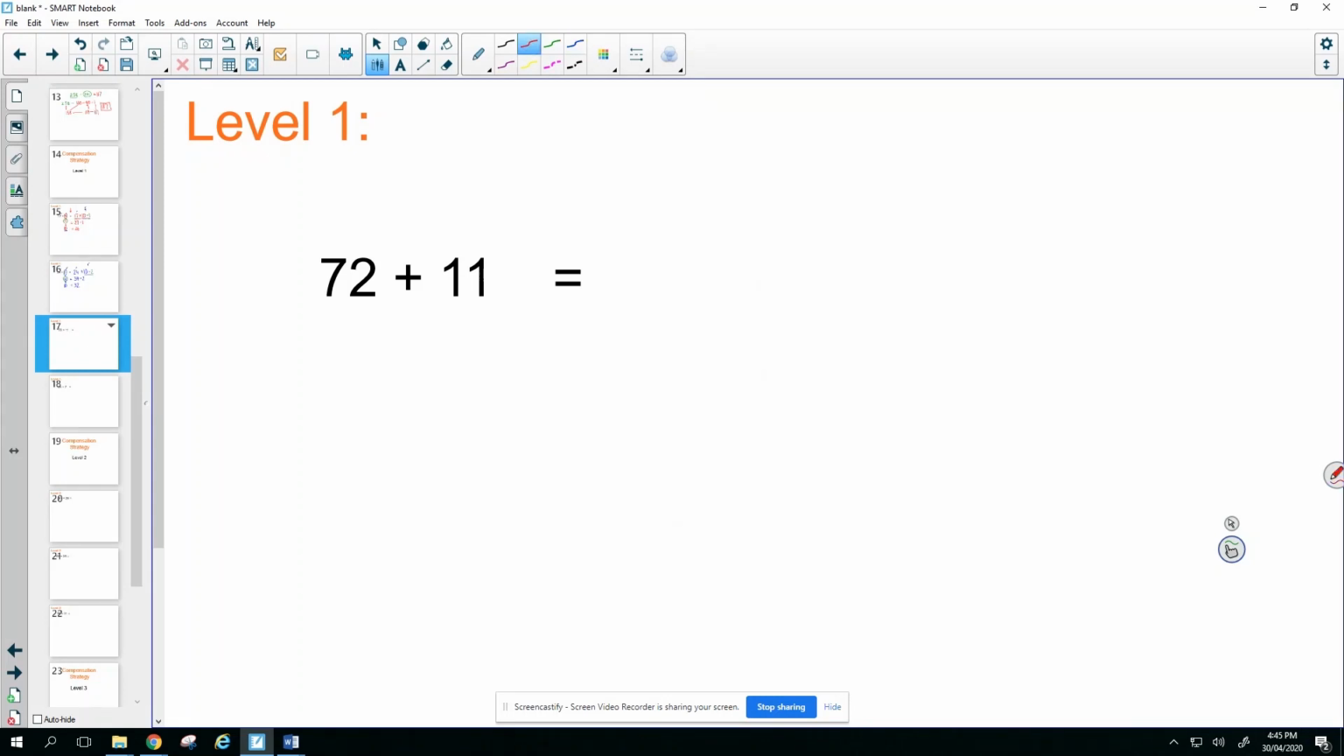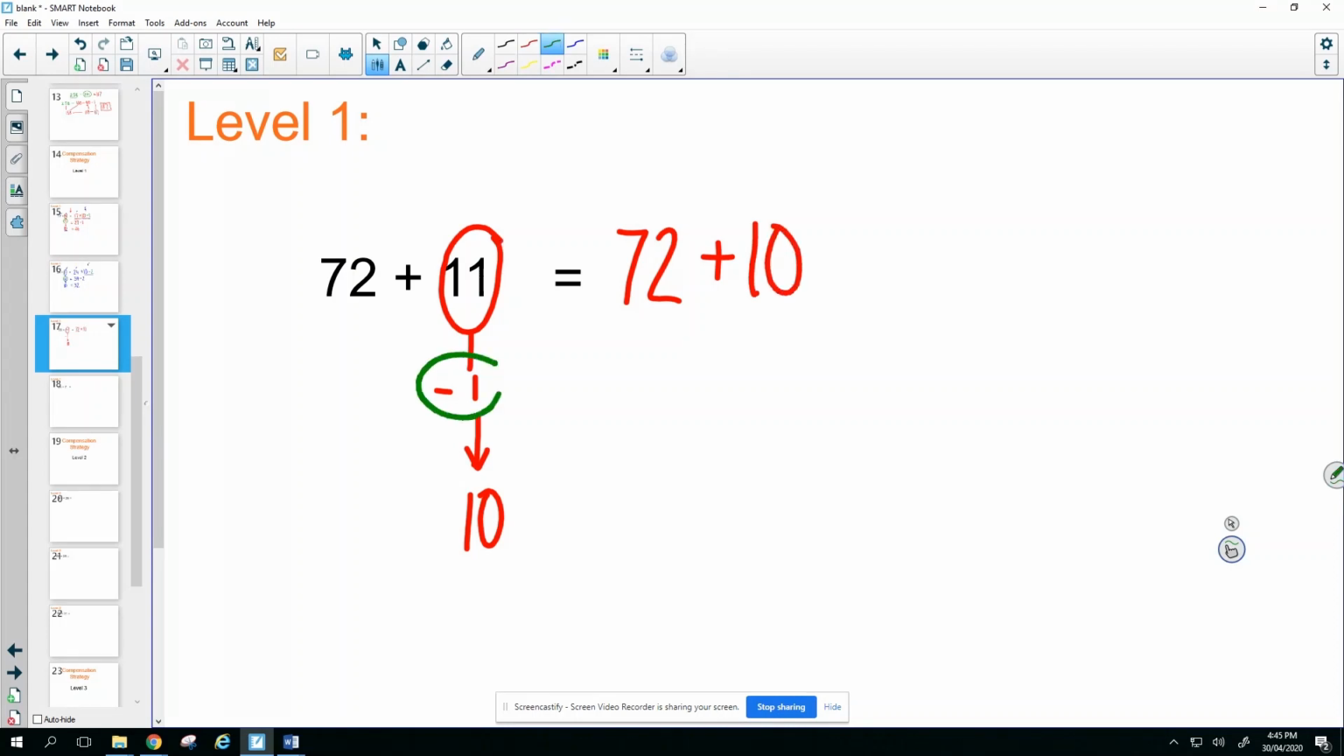Let's change up our pen. I'm going to focus on the 11. 11 is very close to 10. But what did I do to make it 10? I took away 1 and then I made 10. So let's rewrite the number sentence out again. 72 plus 10, but this time I took away 1. So on this other side, I have to add 1.